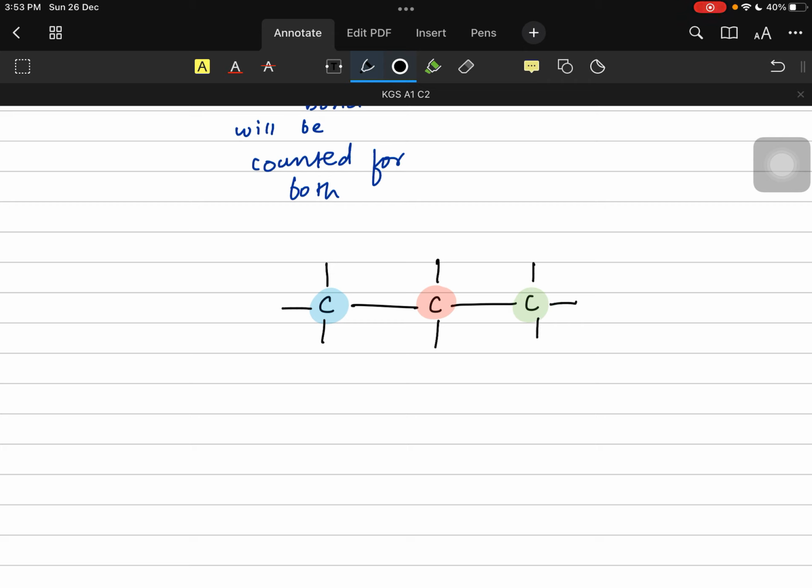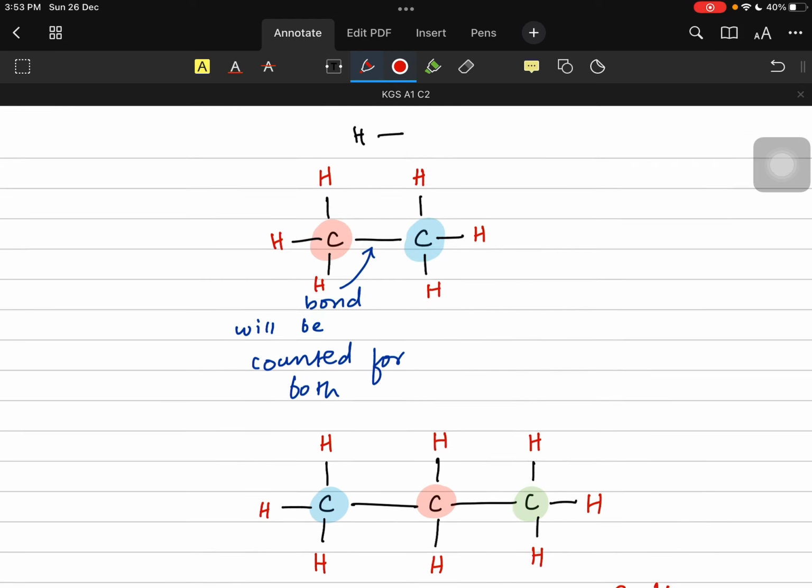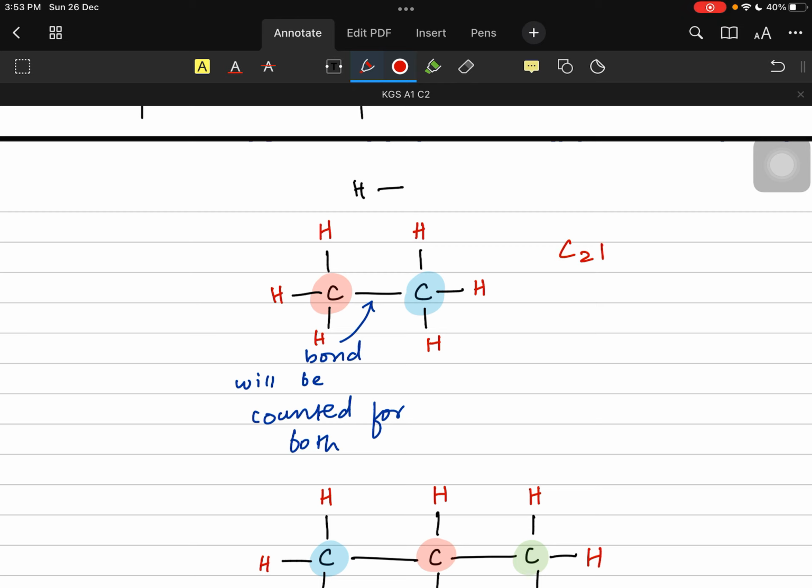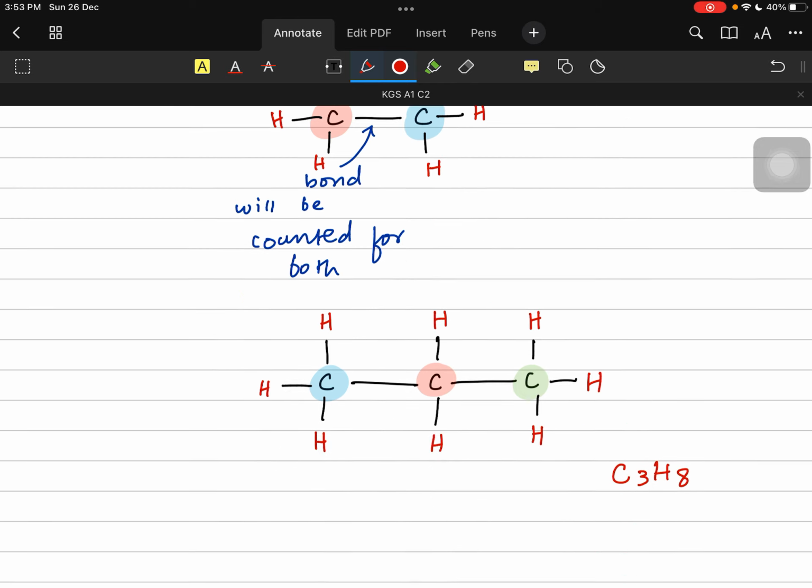Now to complete the final structure, we can put in the hydrogens from the corners, because each hydrogen can make 1 bond. So each line gets 1 hydrogen on the corner. Just in the end we put in the hydrogens. And now we know that this is a structure with 3 carbon atoms, and you can count the number of hydrogens, so you will get to know that there are 8 hydrogens. So this compound has a structure of C3H8. The one on the top was C2H6. So this is how you make hydrocarbons.